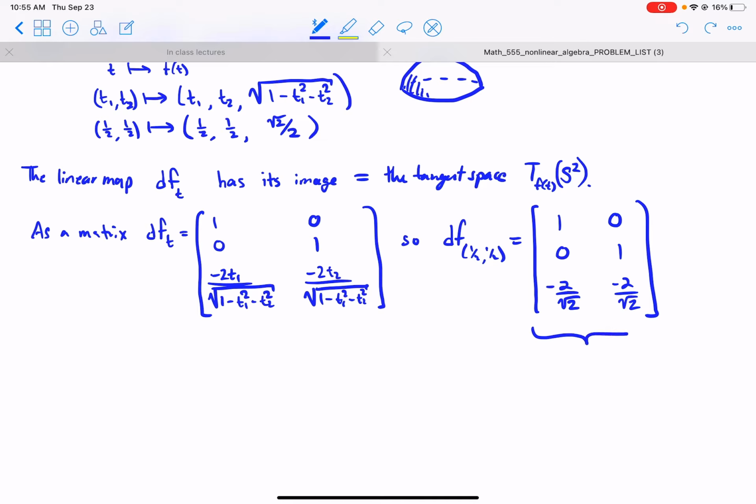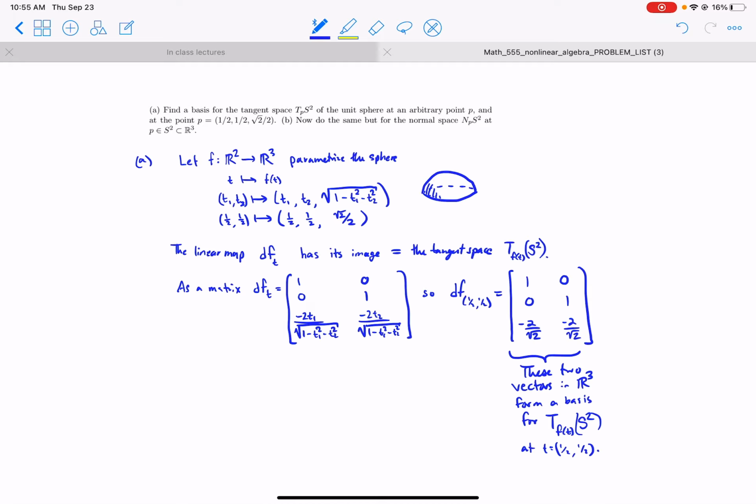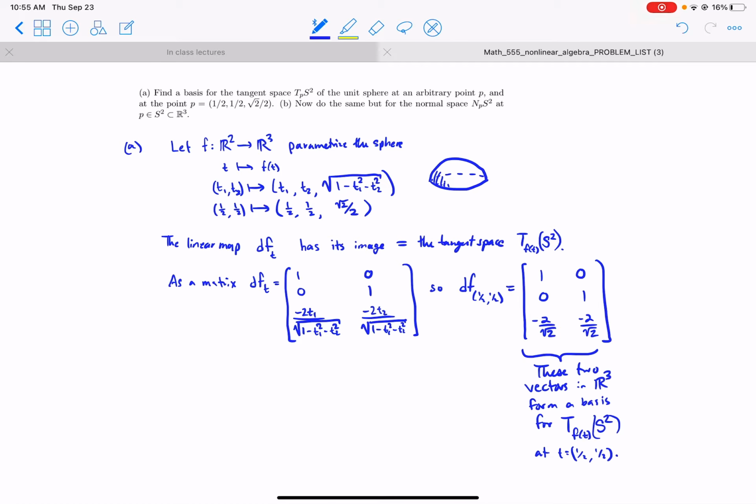So these two vectors in R3 form a basis for the tangent space of S2 at f of t, at t equals 1/2, 1/2. Okay, so that's the answer to problem 1. Pause for a moment and just try to make sense of what happened. If not, at the end, I'm going to come back and explain in more detail.